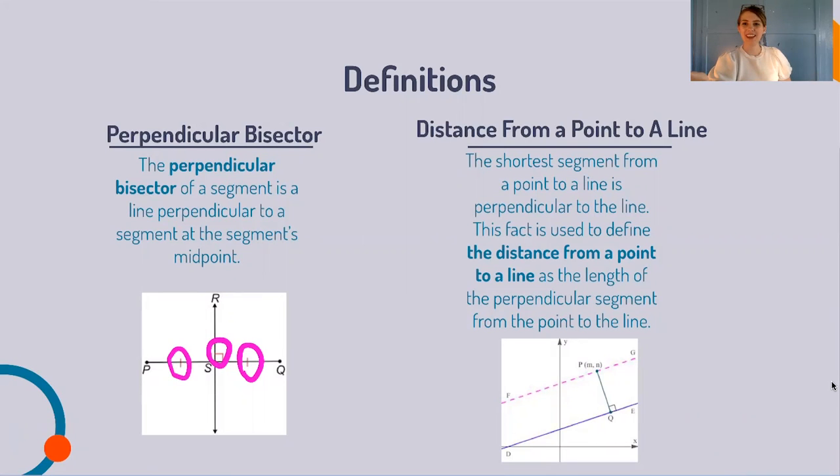The next definition is kind of a different one. It's called distance from a point to a line. This says that the shortest segment from a point to a line is perpendicular to the line. This fact is used to define the distance from a point to a line as the length of the perpendicular segment from the point to the line. So I call this my grocery store theorem.